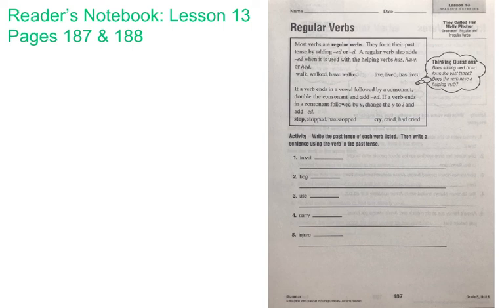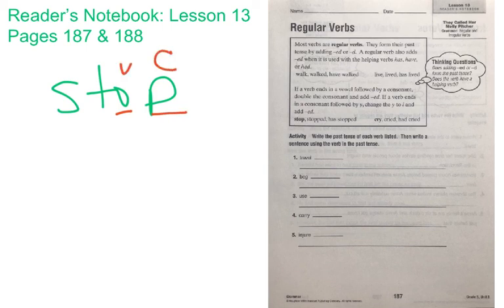If we have the word stop, you can see that it ends in a vowel followed by a consonant. Vowel, consonant. So we have VC. So it ends in a vowel consonant. So in order to add the ed to the end, you have to double that P. So you have to double the consonant. So stopped is S-T-O-P-P, and then you add the ed.